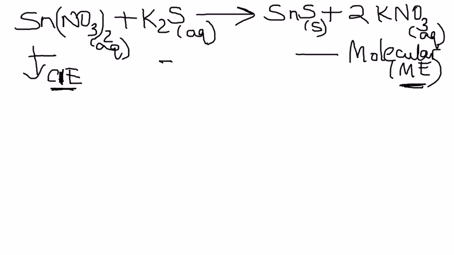So the rule of thumb there is that you will need to break anything that has AQ, the letters AQ, as far as the phase goes, into the corresponding ions. And anything that has a solid, liquid, or gas, you're going to let it remain as is. So let's see if we can do that here. And the other thing that I want you to verify before you begin doing that is make sure that your equation is completely balanced. And so in this case, you have one tin on each side, you have two nitrates, you have two potassiums and one sulfur. So we are good to go.